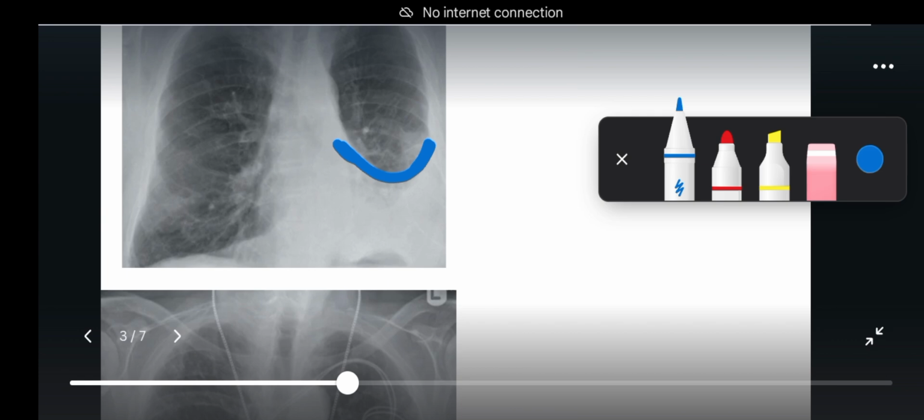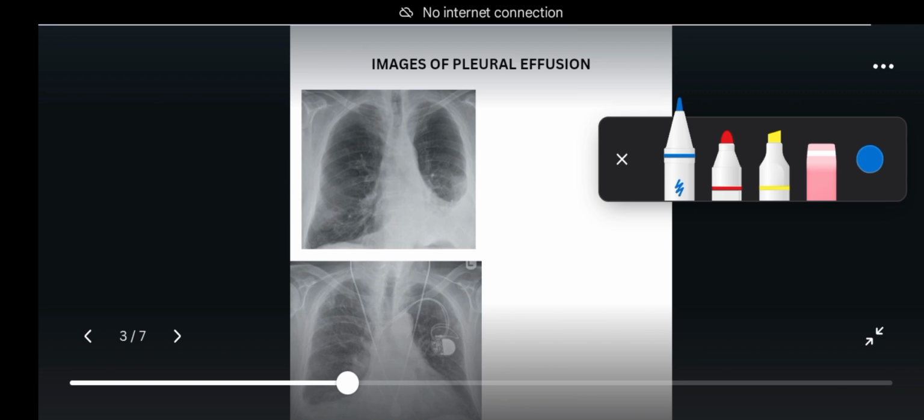That is the meniscus sign. This fluid has a lesser cohesion, so you see it is tracking up. Tracking up is one of the key features of pleural effusion. We'll say it has a homogeneous opacity. So this is pleural effusion.